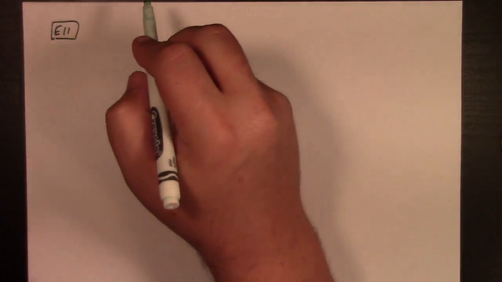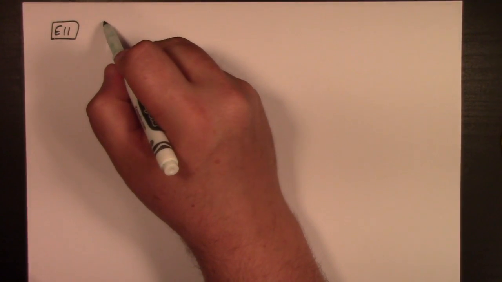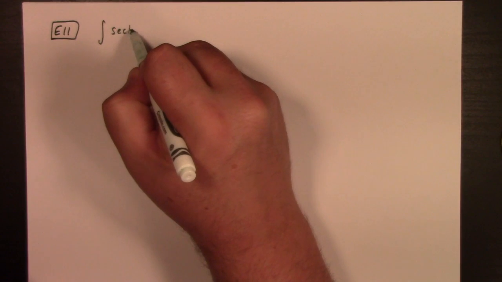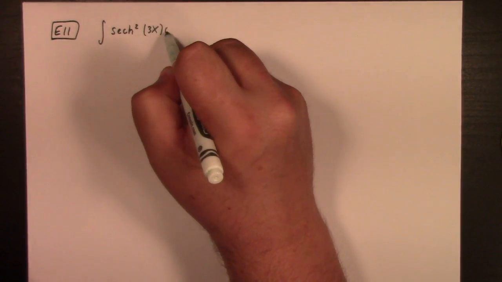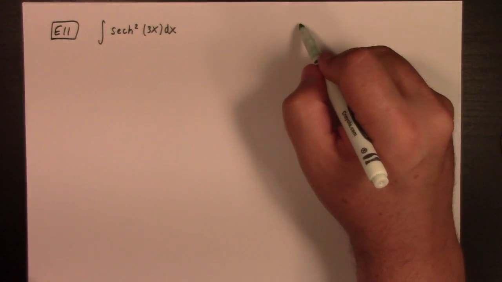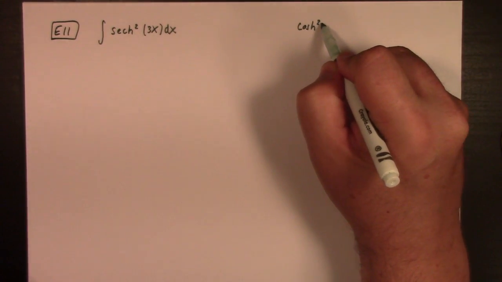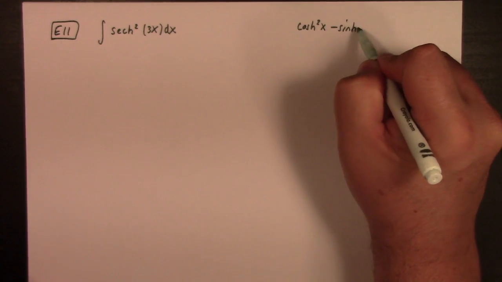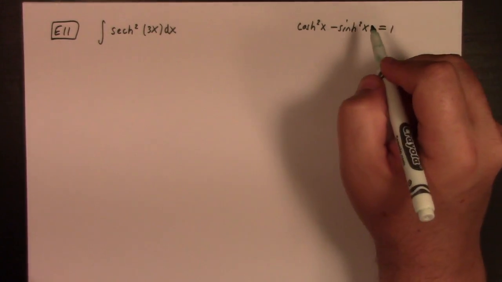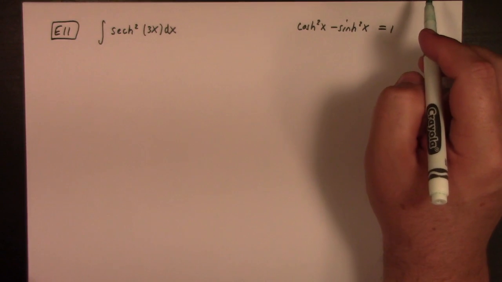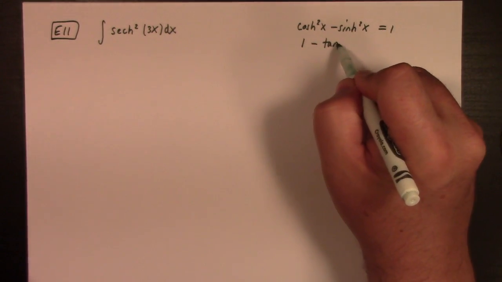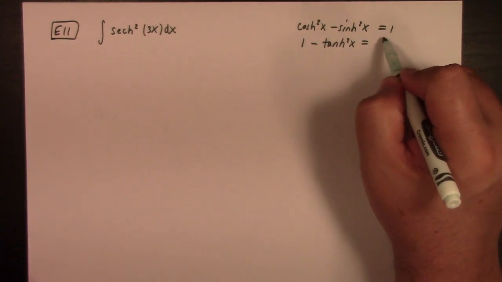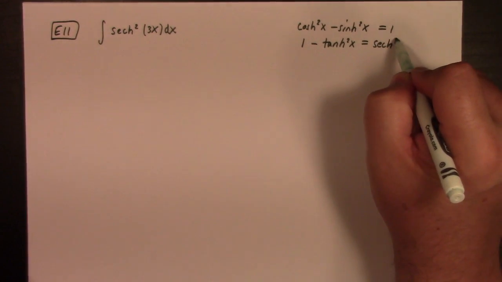Let's see, example 11. Of course, we have hyperbolic analogs that are pretty simple, like the integral of hyperbolic secant squared of 3x dx. What's that going to be? Let's check it out for a second. Cosh squared x minus sinh squared x is what? It's 1. So if we divide this by cosh squared, we get 1 minus tanh squared x is equal to hyperbolic secant squared x.